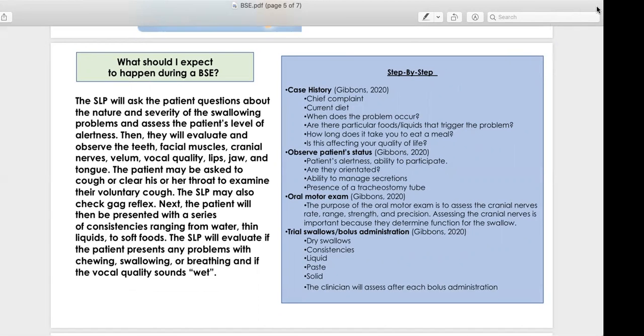The SLP will also observe the patient's status, level of alertness, whether they are oriented to the situation, and their ability to manage secretions. Then the SLP will complete an oral motor examination that will assess the cranial nerves responsible for the function of the swallow. The SLP will finish by administering trial swallows. The SLP will begin by telling the client to complete a dry swallow. Then he or she will administer a variety of consistencies to the client. It's important to note that the clinician will assess the swallow after each bolus administration.